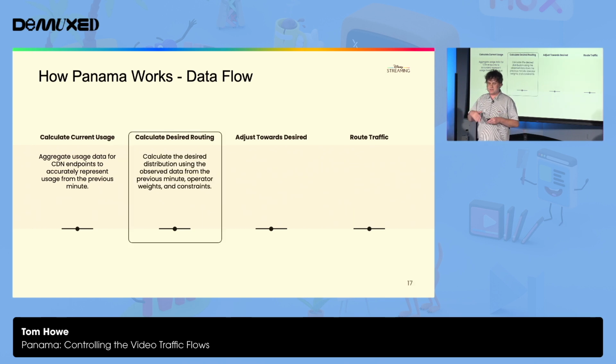The second step is to calculate the desired routing, or the ideal routing. Once we have that data, it's really, really easy for us to go back and say, well, this is how we did distribute the traffic, but how should we have distributed the traffic? And realistically, this can be done with paper and pencil, but once you start to get to scale, that becomes really hard. But basically, we take the data from the previous minute, calculate what we should have done if we had done it correctly, and then that's our ideal distribution.